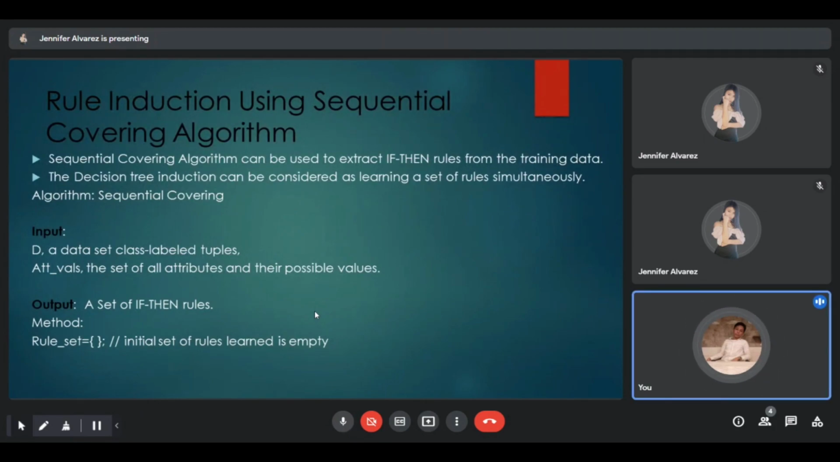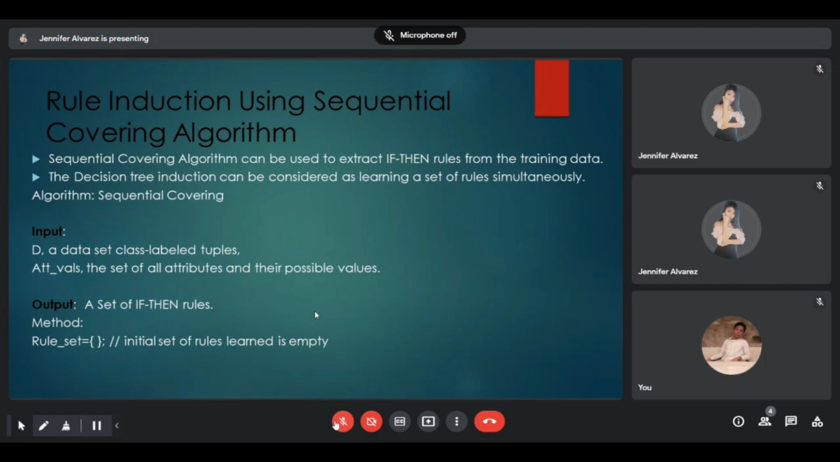Rule induction using the sequential covering algorithm. The sequential covering algorithm can be used to extract if-then rules from the training data. The decision tree induction can be considered as learning a set of rules simultaneously. Algorithm: sequential covering. Input: D, a dataset of class-labeled tuples; Att_vals, the set of attributes and their possible values. Output: a set of if-then rules.